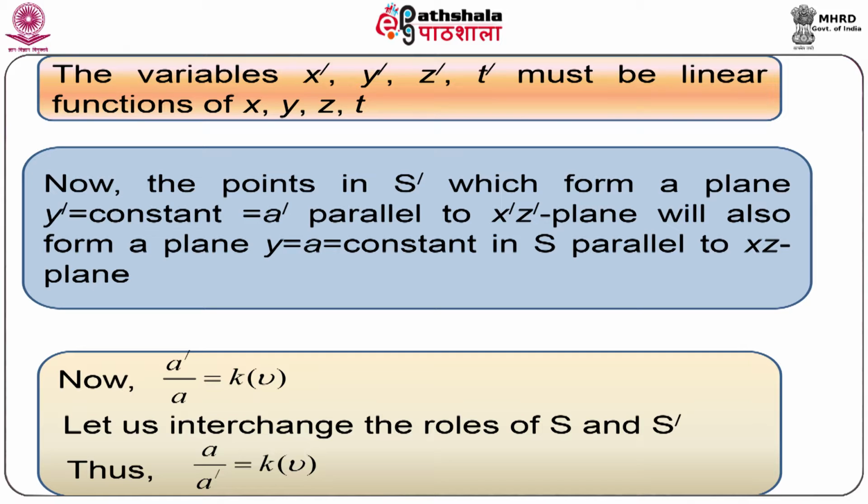It is easy to note that any uniform translatory motion relative to S is also uniform relative to S'. So, the variables x', y', z', t' must be linear functions of x, y, z, t. Let us assume that the origins of the two systems S and S' coincide at t = t' = 0.